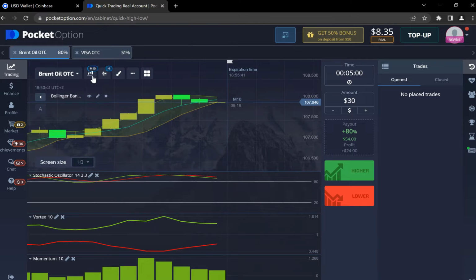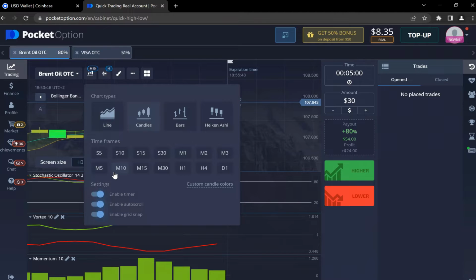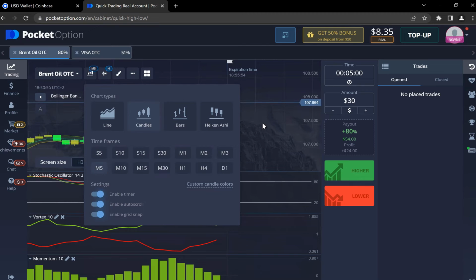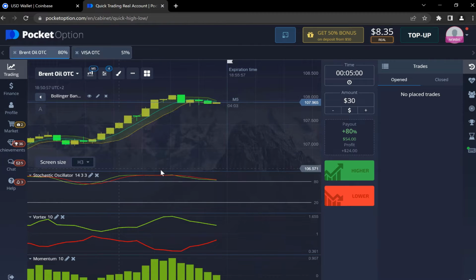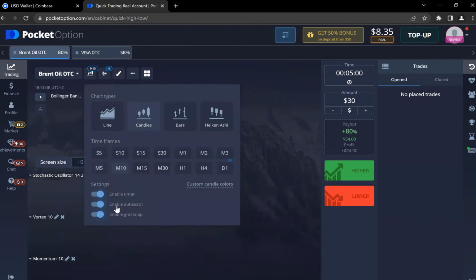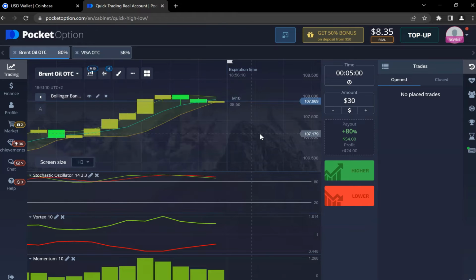I like trading trends, downtrends, and uptrends. And I usually look at my indicators, the oscillator and the momentum to see what way price is going. I like to look at the 10-minute time frame, then enter in for 5 minutes.